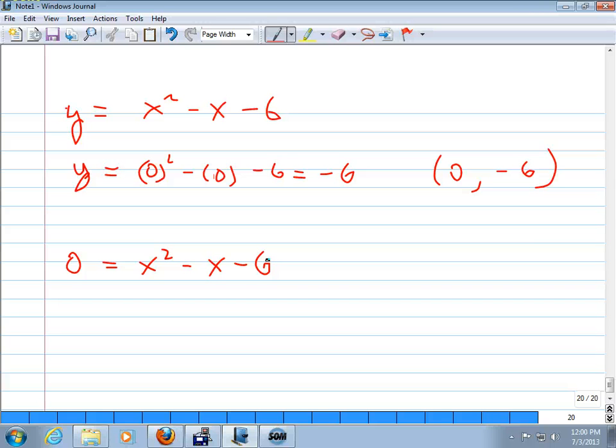How do you factor that? You're looking for two numbers that multiply to -6 but add up to -1. All right, so let's try that. If it's not factorable, you could always use the quadratic formula. We'll talk about that too. All right, but I think this one's factorable.